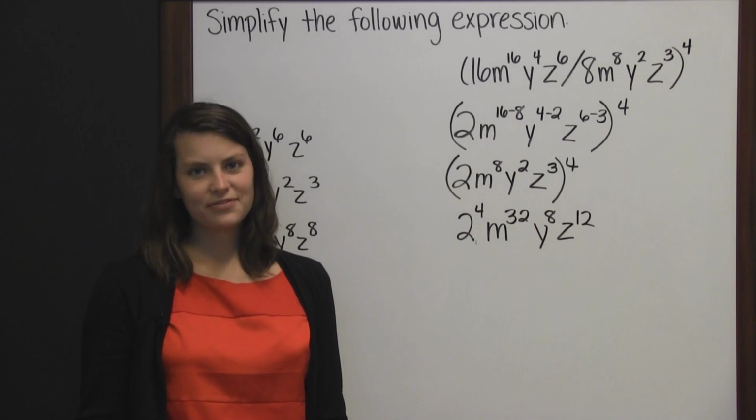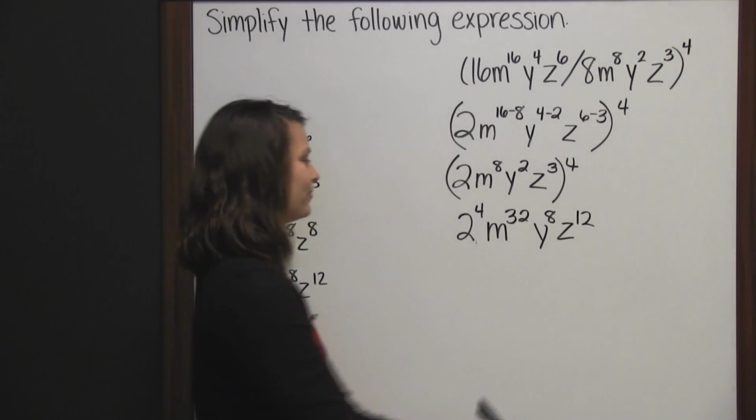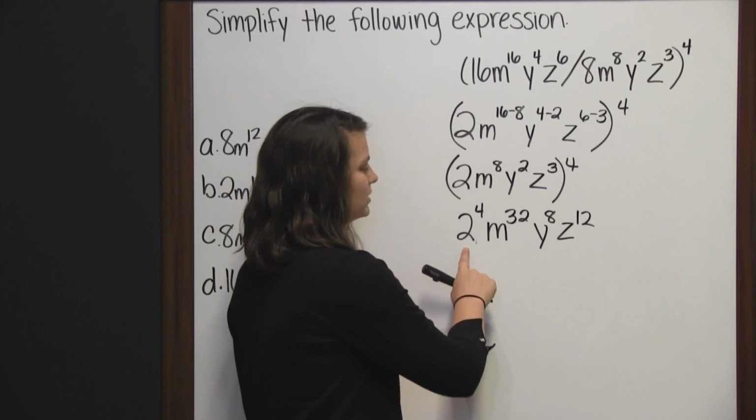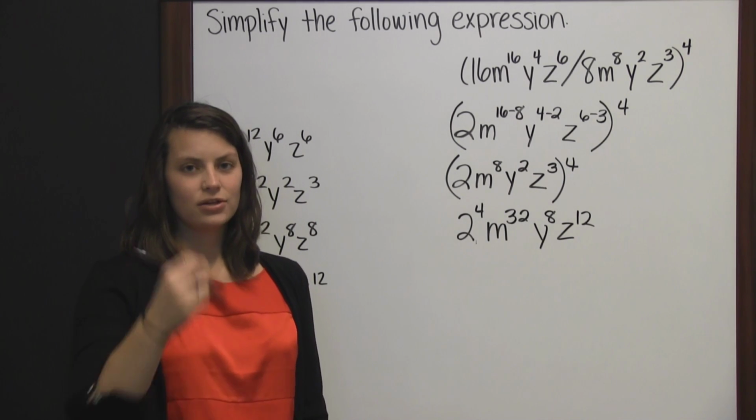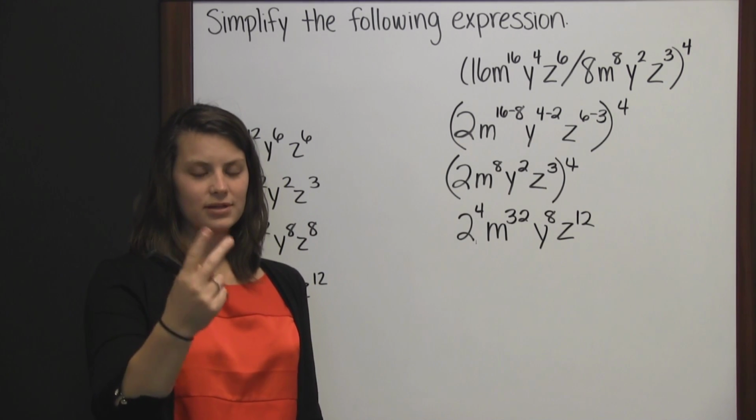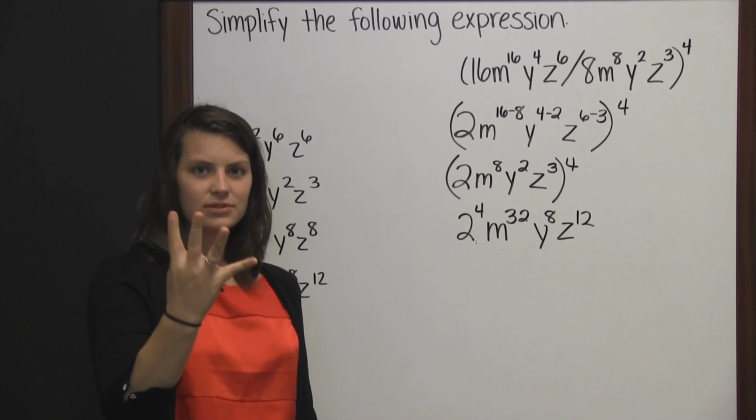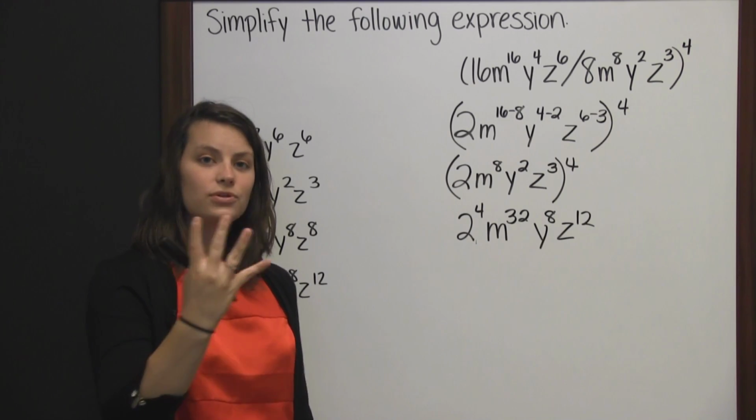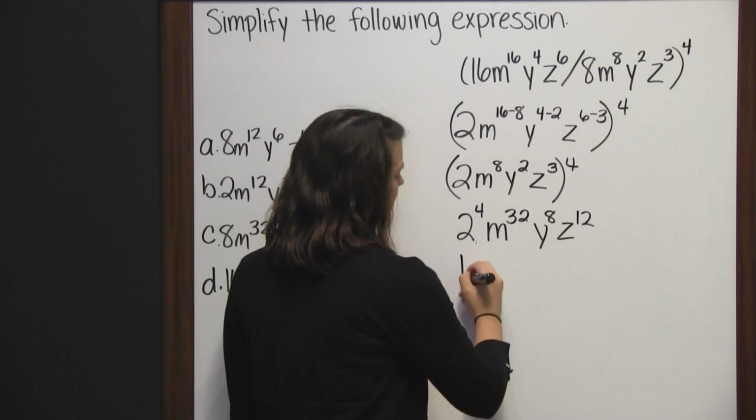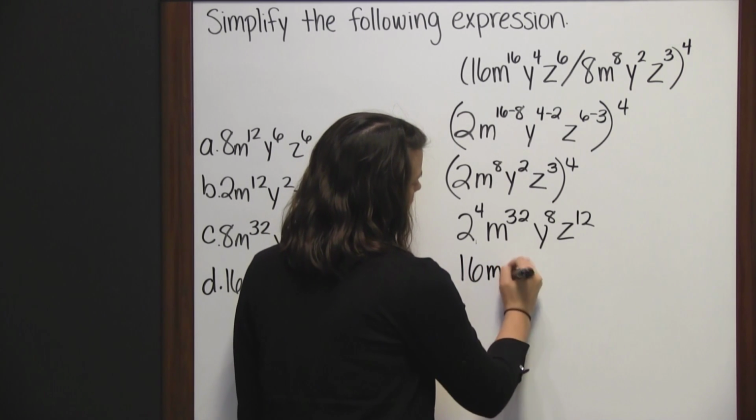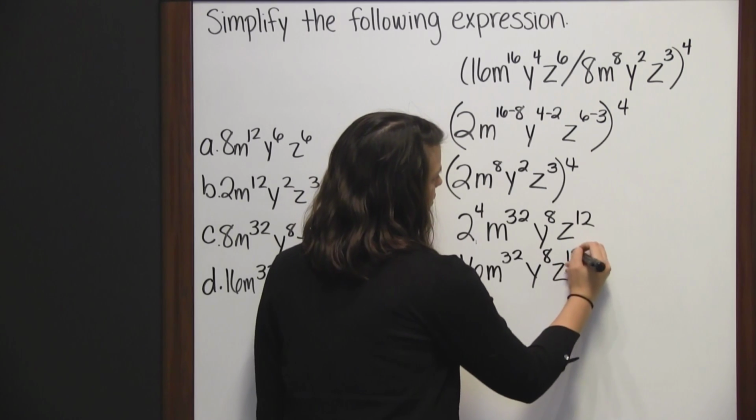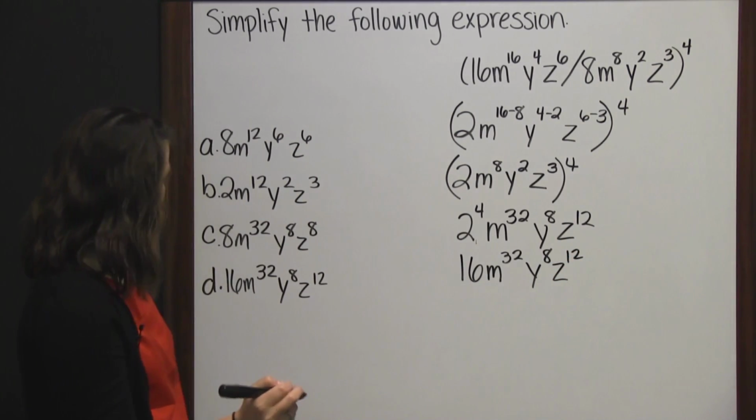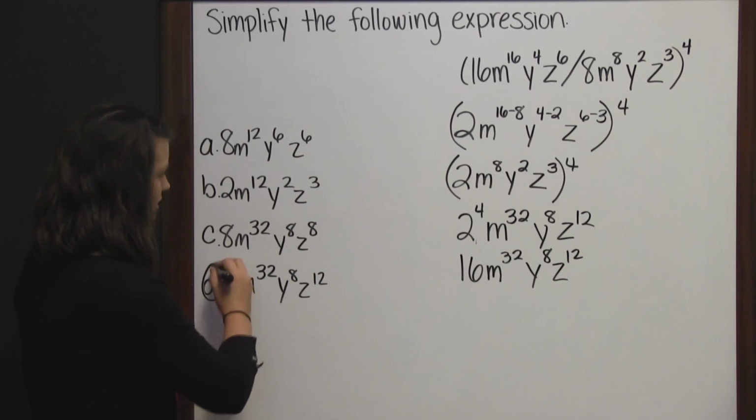Finally, we need to simplify 2 to the 4th. 2 to the 4th means to multiply 2 times itself 4 times. 2 times 2 is 4, times 2 is 8, times 2 is 16. So 2 times itself 4 times is 16. M to the 32nd, y to the 8th, z to the 12th. So our answer is answer choice D.